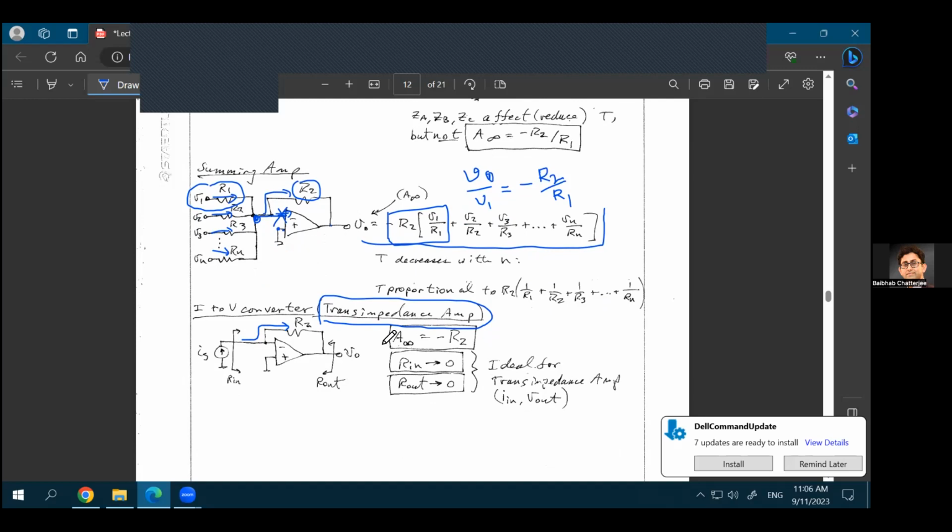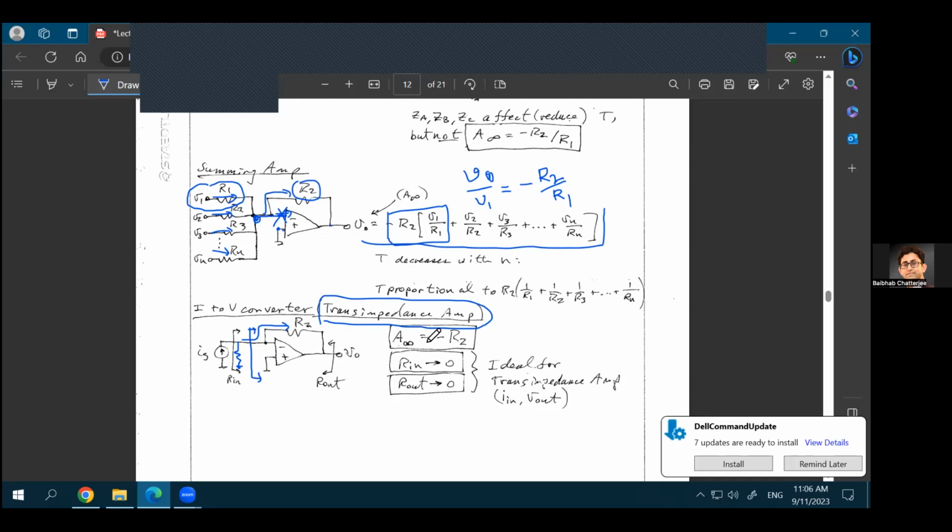Yes, question. There could be a parallel source resistance. Yes, that's a very good question. But that parallel source resistance will affect your calculations only if this amplifier is non-ideal. Right? If it is an ideal op-amp, it will not affect your calculation because this is a parallel source resistance, but this impedance is infinite. Looking into the op-amp, the impedance is infinite.